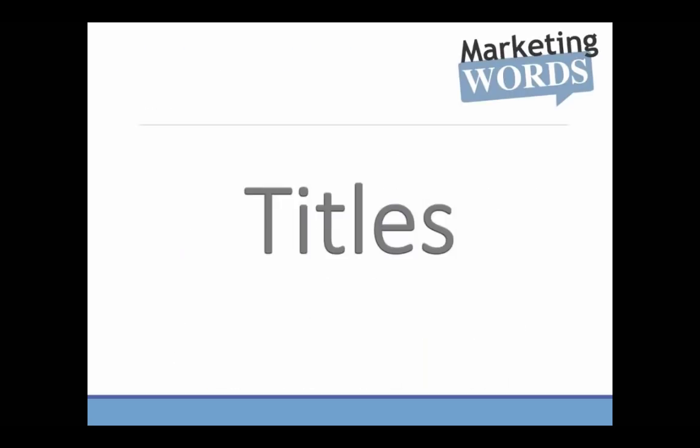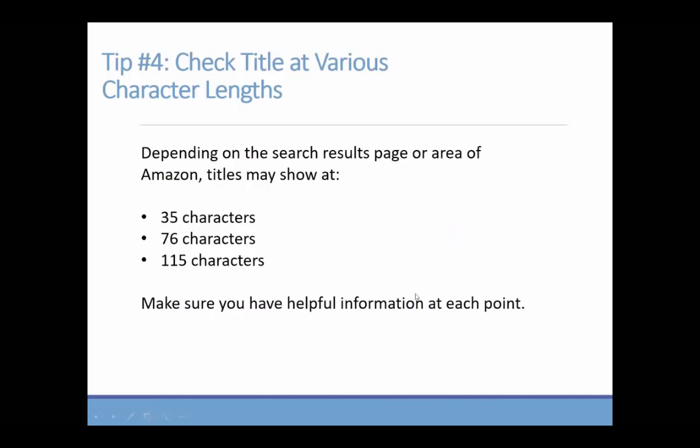Let's talk about titles. Tip number 4 is to check title lengths, because titles don't show the same way on every spot of the Amazon platform. You have the Amazon website, and they show in different ways on the Amazon website. You have mobile device phone and mobile device tablet, and they show at all sorts of different lengths.